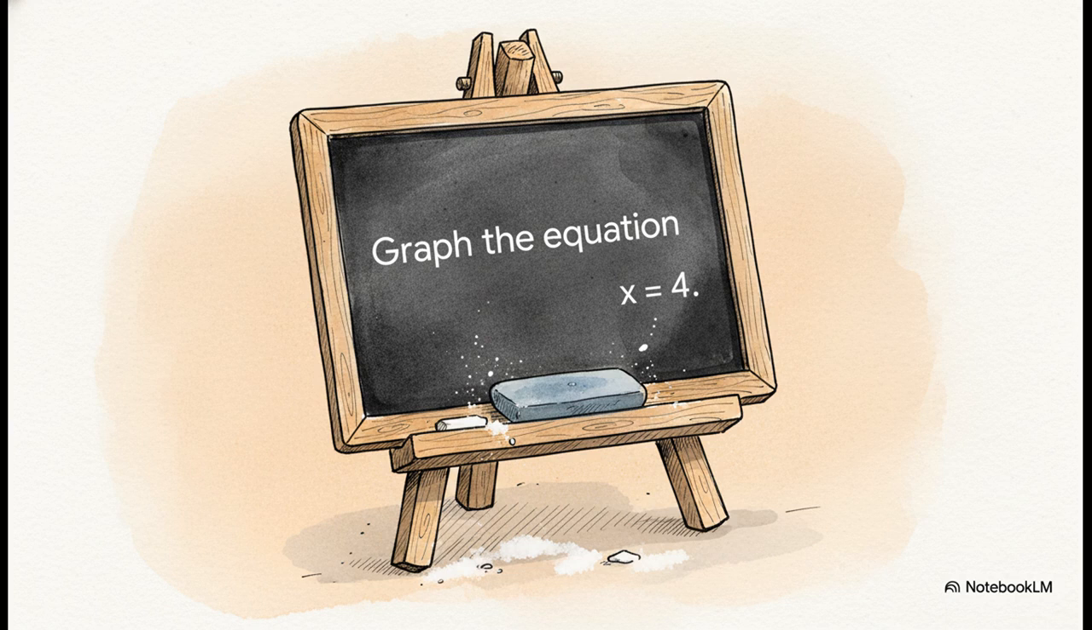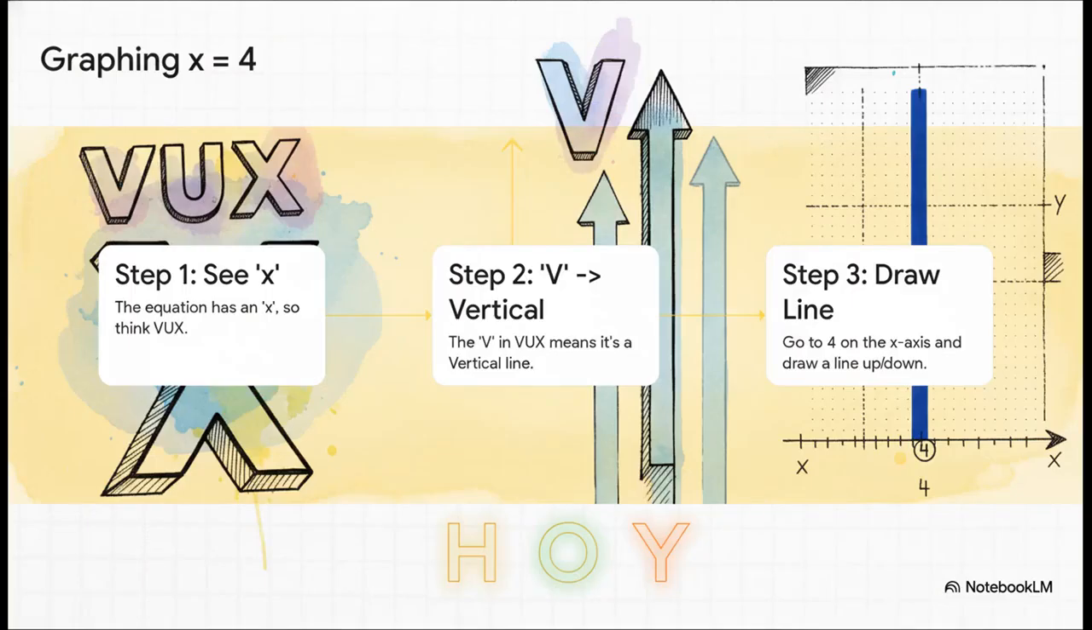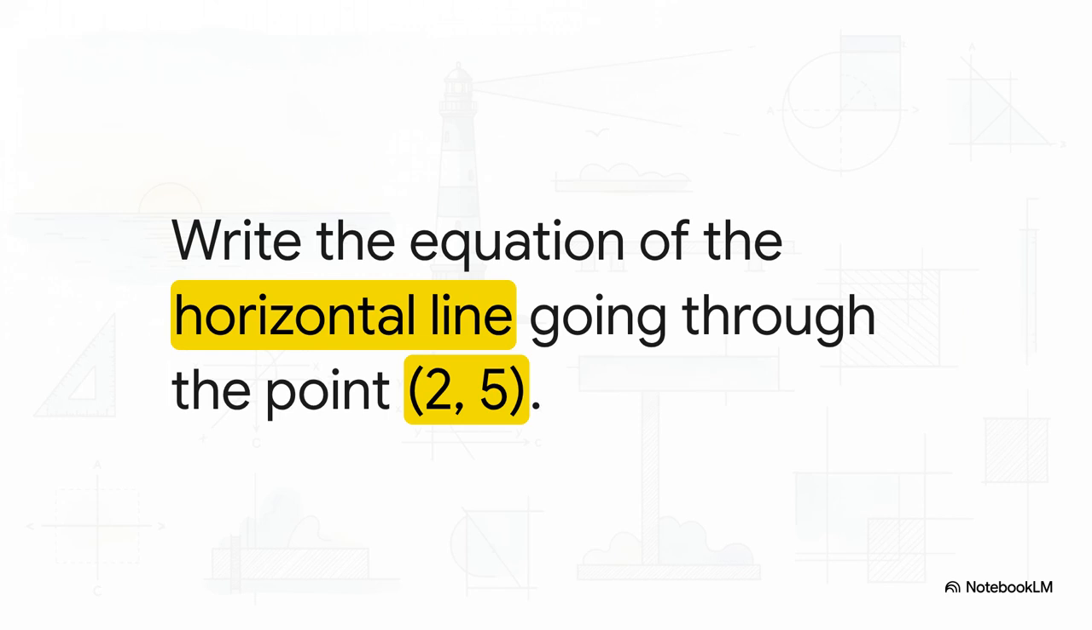This time, we've got graph x equals 4. It's the same deal, just a different variable. What does our handy little tool tell us to do here? All right, here's the breakdown. Step 1, we see that x, so we're thinking VUX. Step 2, the V in VUX tells us, plain and simple, this is a vertical line. So for step 3, we just find 4 on the x-axis and draw a line straight up and down. VUX makes it just that simple. All right, let's switch it up.